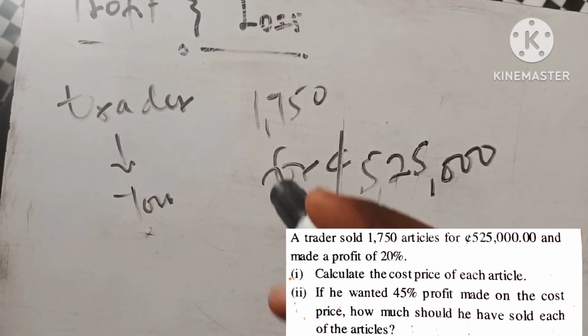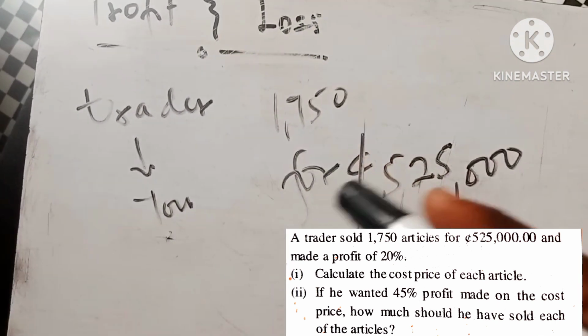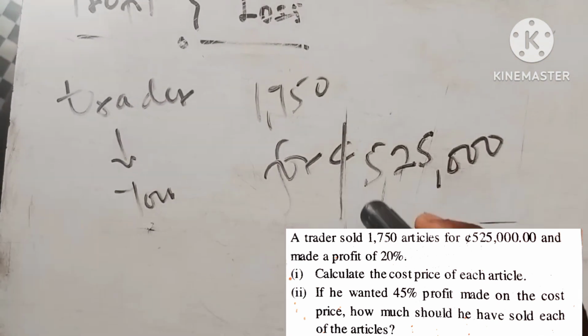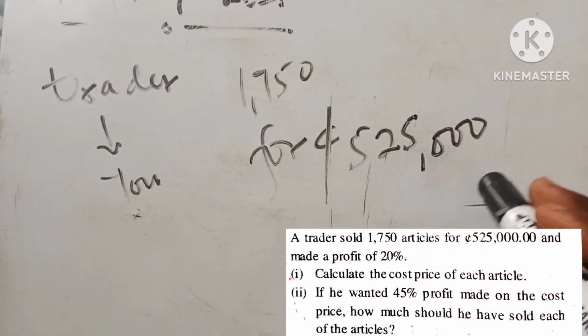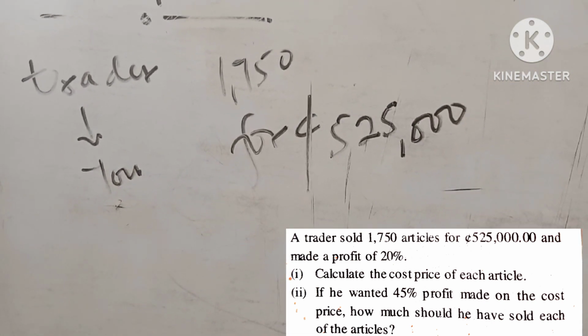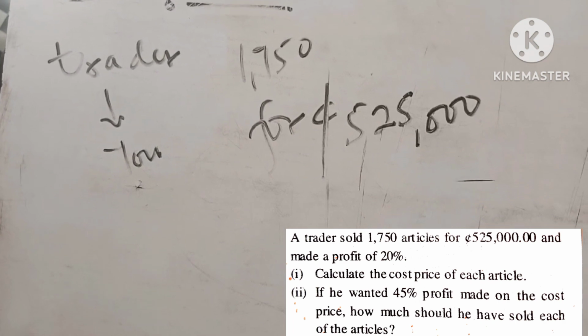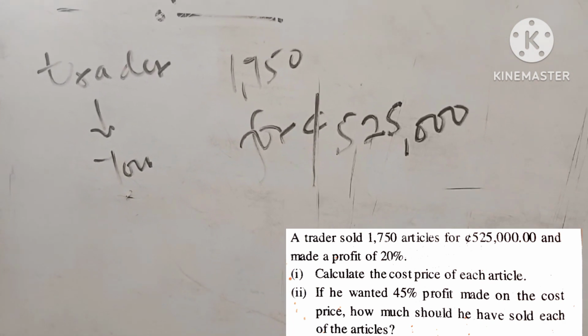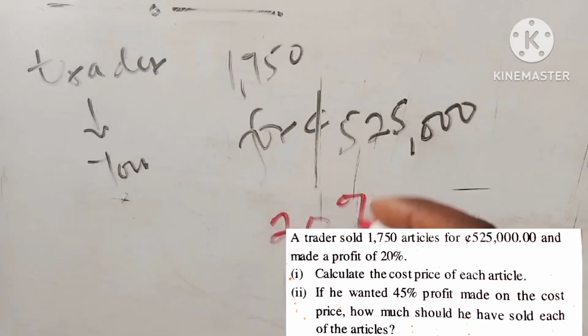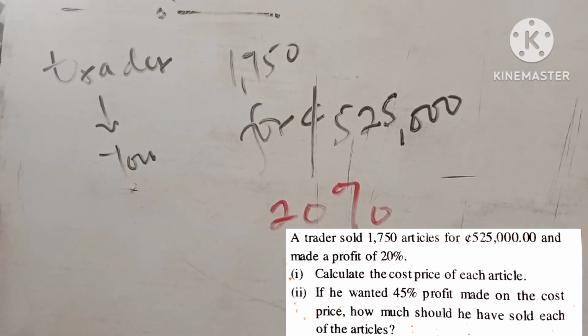Now you are selling 1,750 articles for 525,000. That is what the question says. And then you made a profit of 20% on all this.